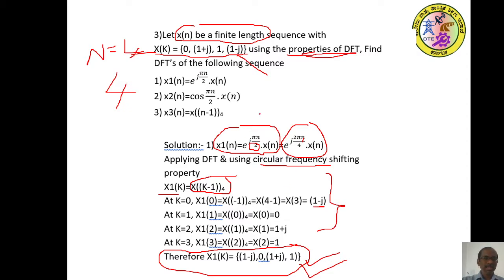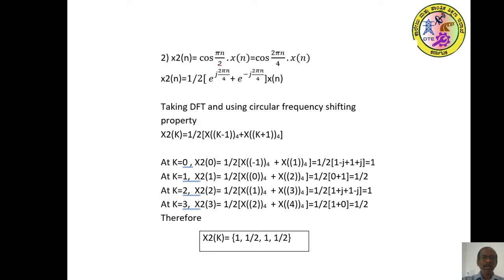Let us take the second one. What is x2 of n given? It is cos theta into x of n. So we know that cos theta into x of n, again mistake, it should be 4 because it is a 4 point. So mathematics tells that multiply and divide by 2. If I do that, it becomes 4. Always your capital N should be equal to 4 in this particular problem.